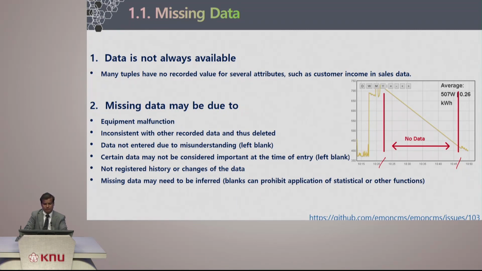We are not sure, maybe it is due to sensor malfunction, or it may be inconsistent with other recorded data. So maybe some data got deleted, or data was not entered due to misunderstanding, or just left blank. Certain data may not be considered important at all, so they just leave it blank. Maybe because of that we have the missing data. Some registered history is missing. Sometimes we intentionally change the data and eventually it gets lost. Sometimes it's human error, and we misplace information. So missing data may need to be inferred correctly. We can use various simple methods to impute that missing data.